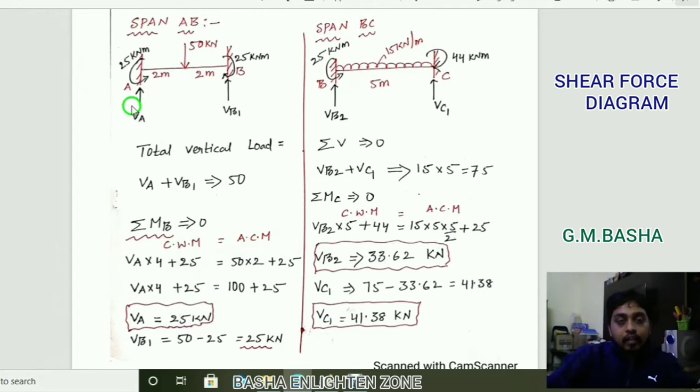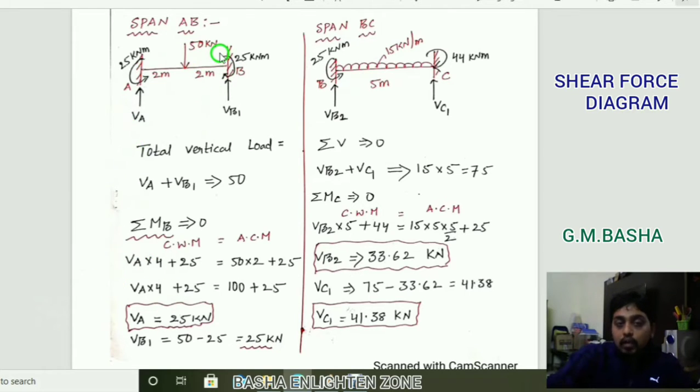See here, VA moment equals force into distance, VA into its perpendicular distance 4 meters up to B, VA into 4, which is acting anti-clockwise to that particular joint. So the vertical reaction acting up at B is force into distance, VA into force, meaning force into distance is the moment, therefore I am taking VA into 4, which is the clockwise moment.